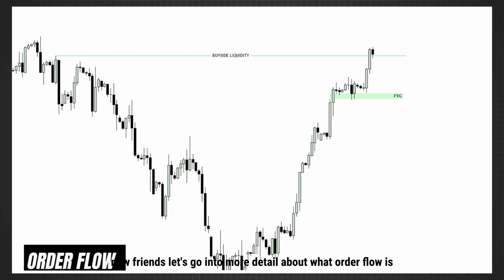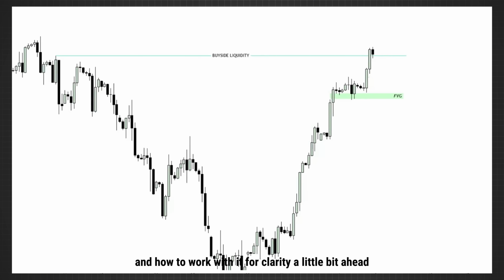Now friends, let's go into more detail about what order flow is and how to work with it. For clarity, a little bit ahead of time, so that you just do not think that what I am about to show you is just a random set of elements that can be viewed only on history. I just want you to realize that there is some basis and context to what I'm about to show you. If you do not know how order blocks work, or how gaps work, or how liquidity works, and how to combine all this, you should definitely watch the video on my channel. Everything will be described in more detail there.